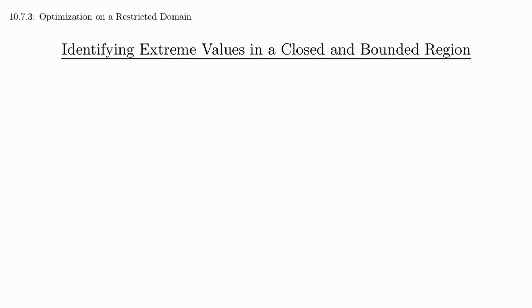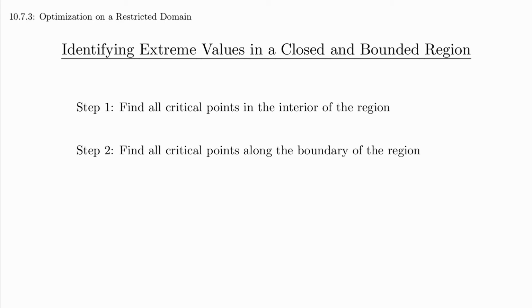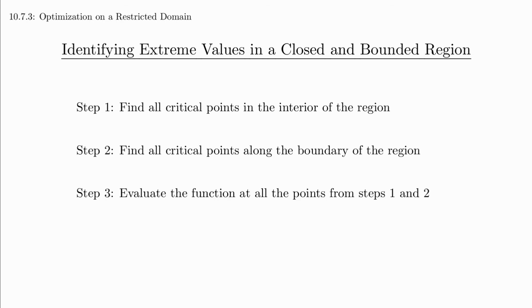The book provides a 4-step process for identifying the minimum and maximum of a function on a closed and bounded region. Step 1. Find all critical points in the interior. Step 2. Find all the critical points on the boundary. Step 3. Evaluate the function at all the points from the first 2 steps. Step 4. The minimum and maximum are the smallest and largest values from step 3. We're going to do example 10.7.8 from the book to demonstrate all of these steps. The full details of the calculations are in the book, so we're just going to focus on the big ideas.